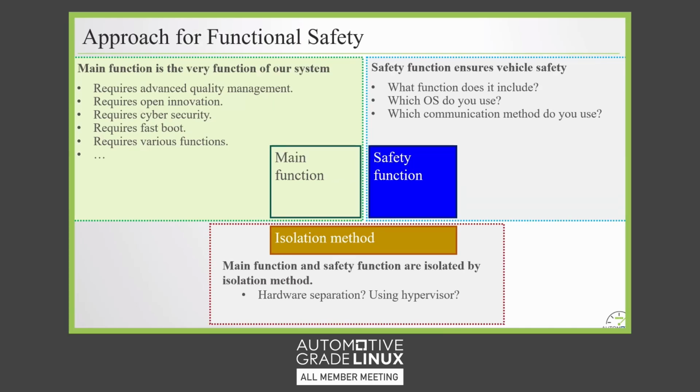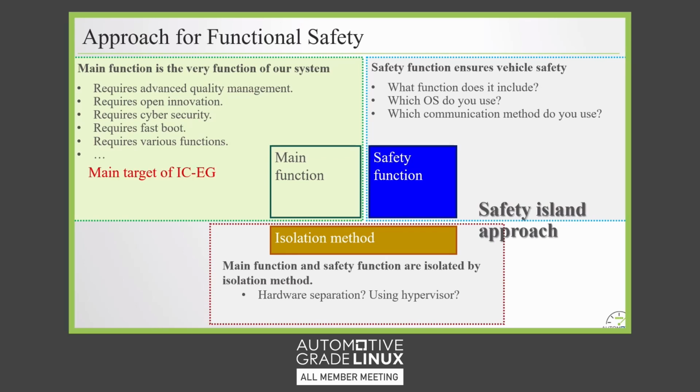Approach for functional safety. Our approach is main function is focusing. Main function is very function for our system, required advanced quality management, open innovation, and other requirements. On the other hand, safety function side ensures the vehicle safety. What function does it include? Which OS do you use? Which communication method do you use? These are highly dependent to your systems. Our approach is using the isolation method, separate main function and the safety function. That is called the safety island approach.